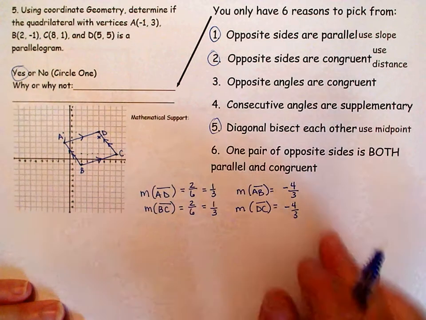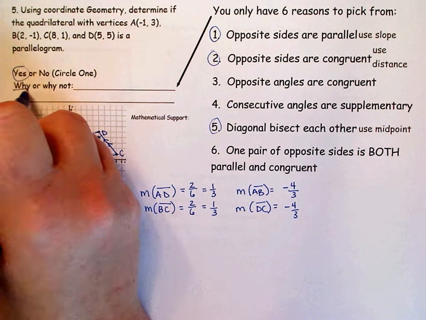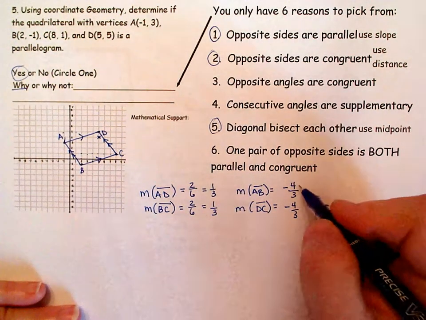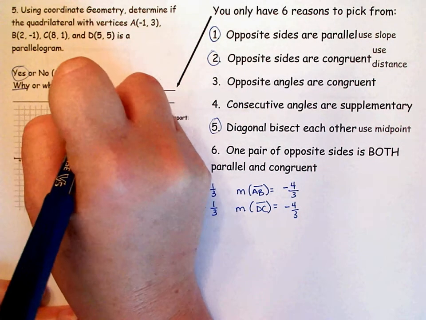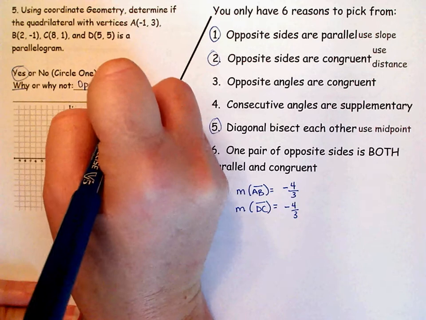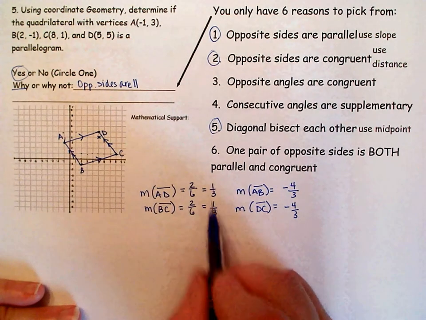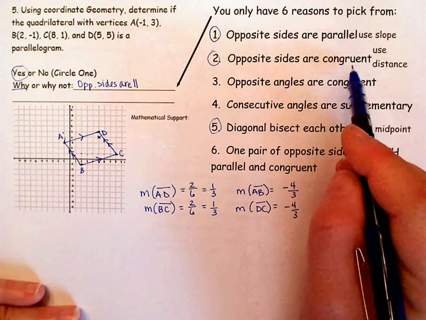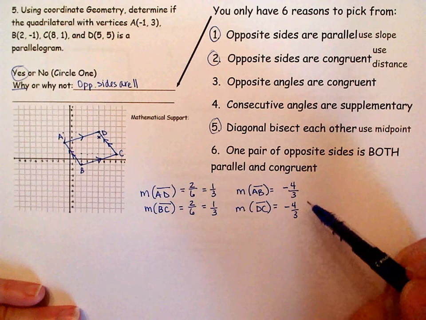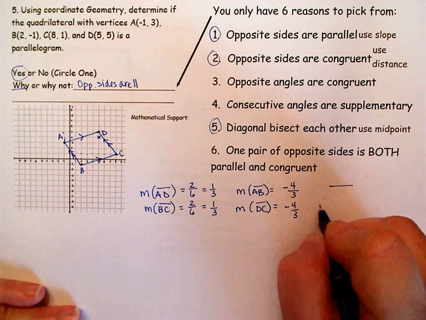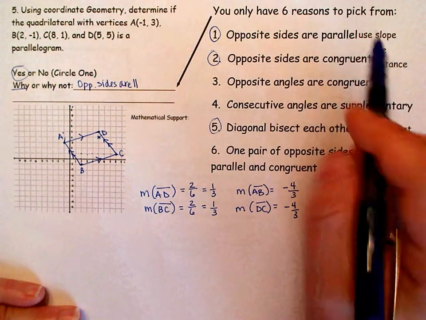If you use the slopes, then you need to say that the reason why is since you have opposite sides giving you equal slopes, you know the opposite sides are parallel. So that would be your reasoning if you use slope. Remember, if you use slope, don't tell me the opposite sides are congruent. Slope doesn't tell me that you have congruent sides. You can have 2 sides that are parallel and them not be congruent. So slope tells us if they're parallel or not.